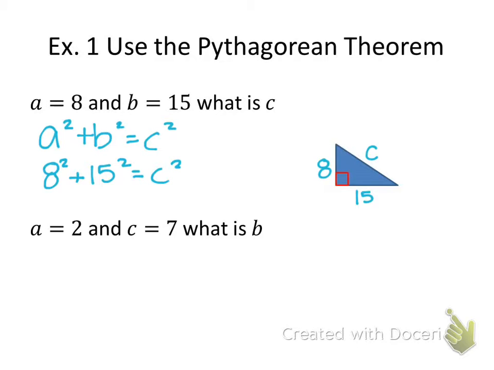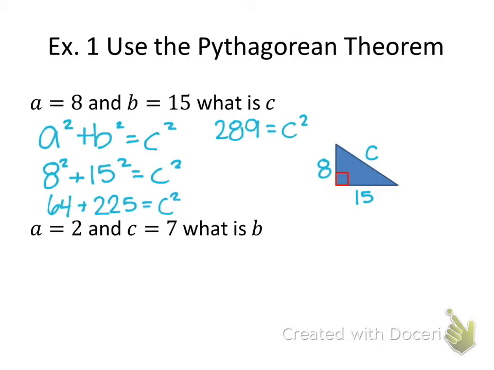First step, what you always do is square everything you can. So 8 squared is 64. 15 squared is 225. Equals C squared. I can't square C because I don't know what number it is. Now, I want to combine like terms. 64 plus 225 is 289 equals C squared. Now, I want to find out what C is, and C does not equal 289.